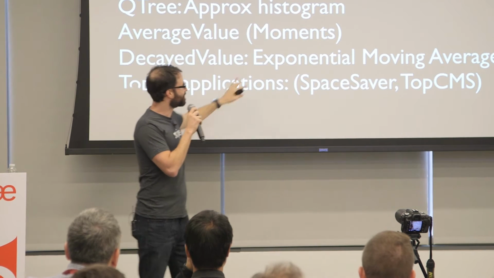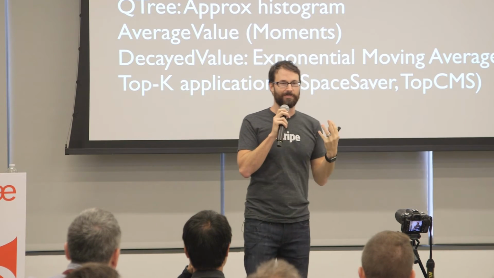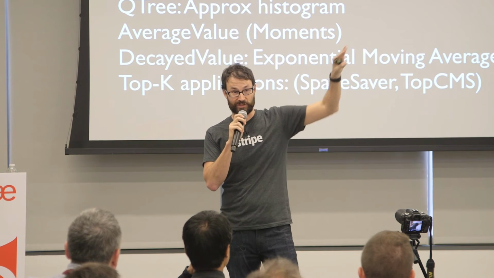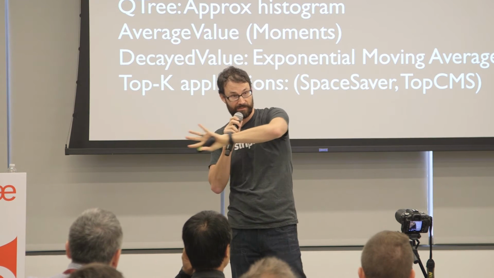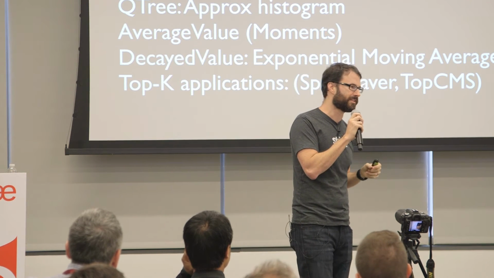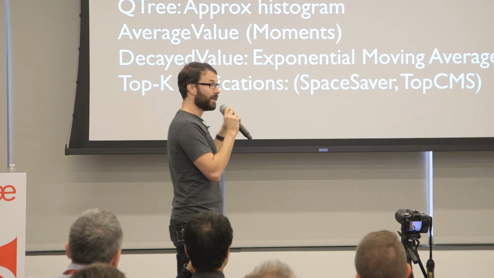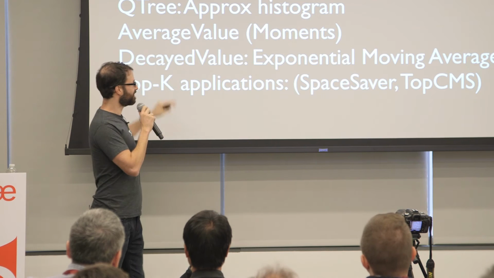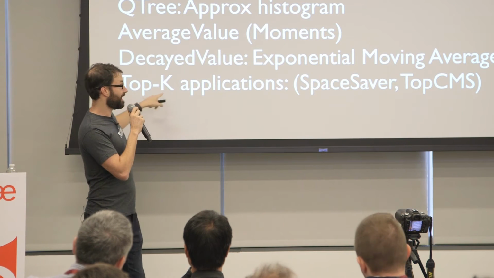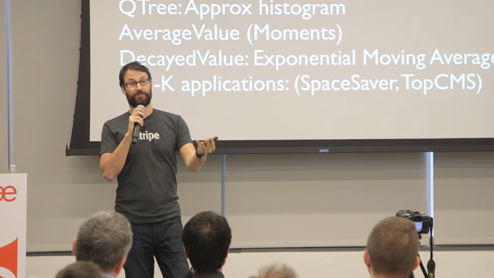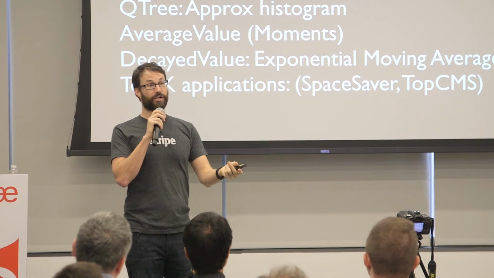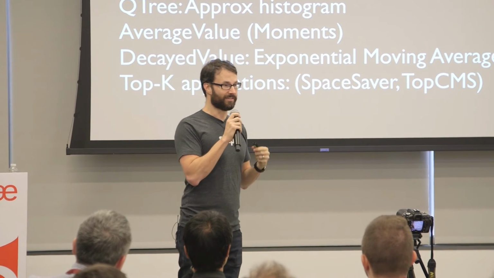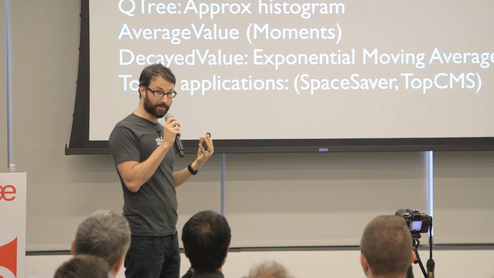Decayed value, I love this one, this exponential moving average. It happens to be that the exponential moving average, which is something that's weighting over time, you've probably seen it in stock charts or something like this, can be combined associatively and commutatively. So there's a lot of really nice stuff. Top K applications: I want to see the most frequent domains that refer to my website. That's a top K application. They can also be built in this way.